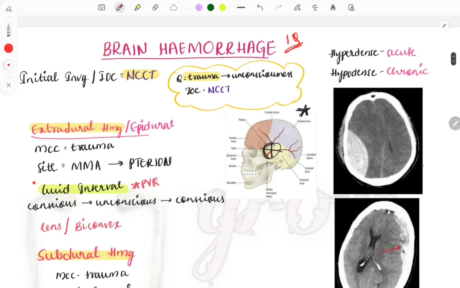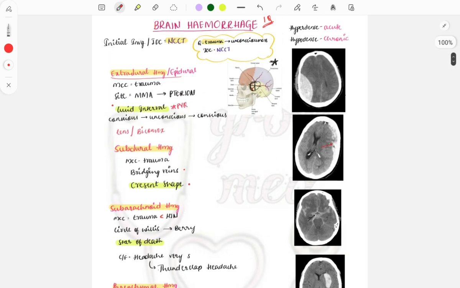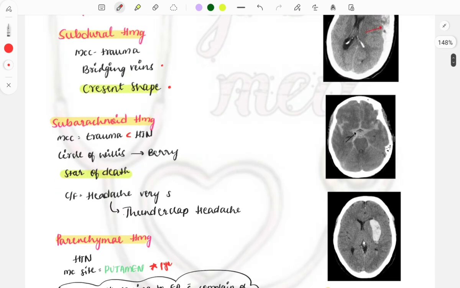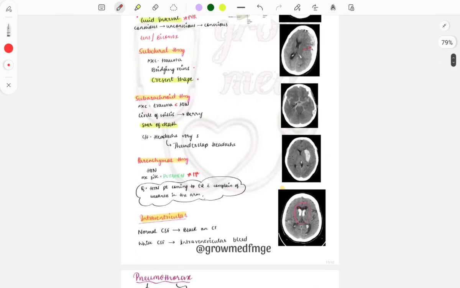So these were about the brain hemorrhages which you must know.